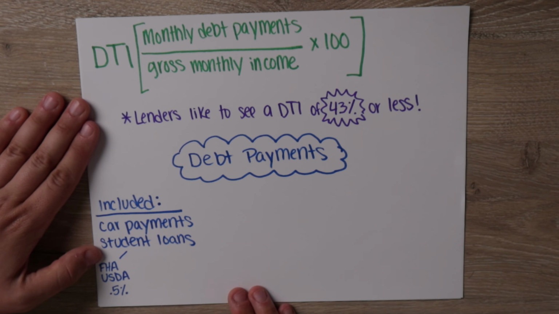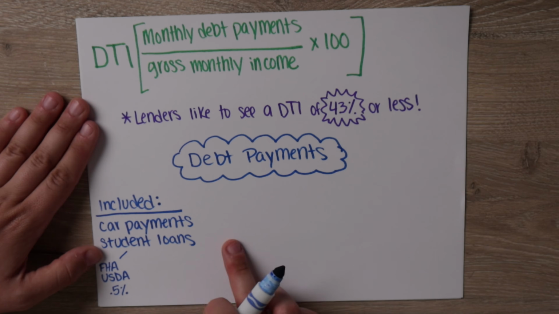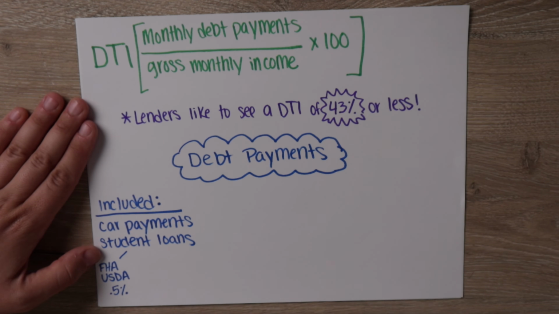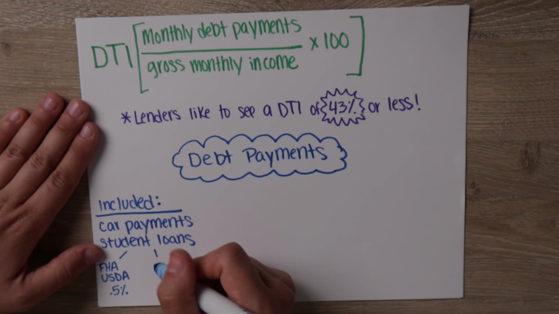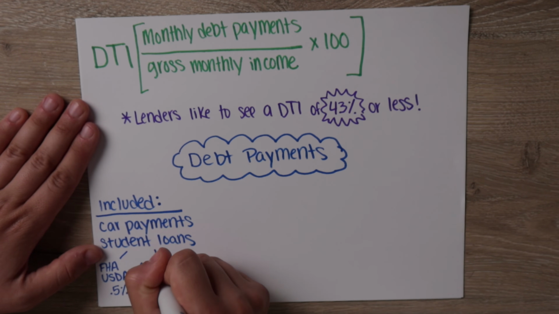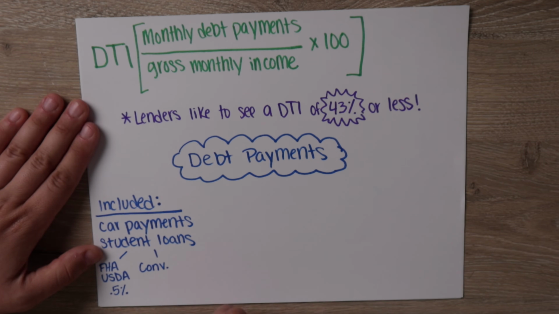Lenders are going to use and need to factor in a student loan payment even if you have not started paying on your student loans. Even if you are in deferment, they are going to factor them in one way or another. So if you are pursuing an FHA or USDA loan, they're going to use 0.5%. If you are going to do a conventional loan, they're going to take 1% of your loan balance and use that as a monthly payment in your debt payments.